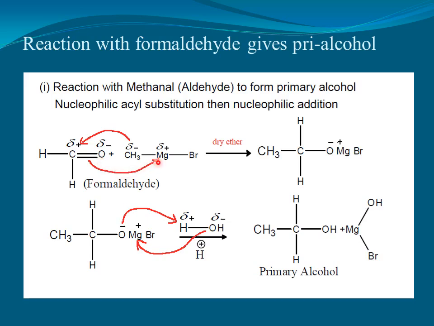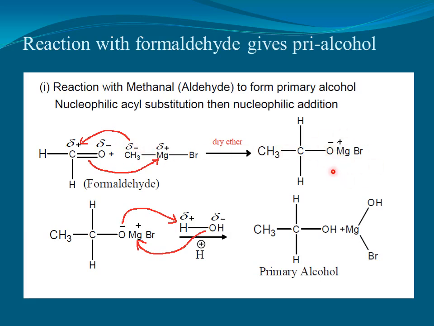And you can see a bond is formed between this CH3 and this C. These are the two hydrogen atoms. Now the pi bond is broken down, converted into a sigma bond, and this oxygen atom is making another bond on the other side with this magnesium.